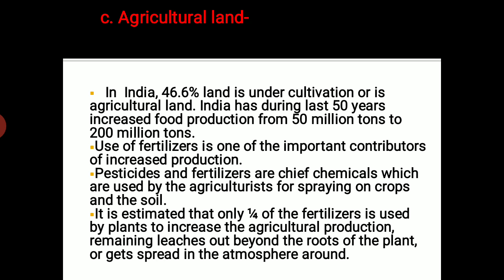The land itself absorbs all these things, and that actually degrades the agricultural land. It is estimated that only 1/4 of the fertilizer is used by the plants to increase the agricultural production. The remaining leaches out beyond the roots of the plants or gets spread in the atmosphere around.